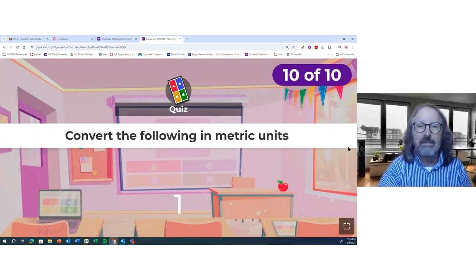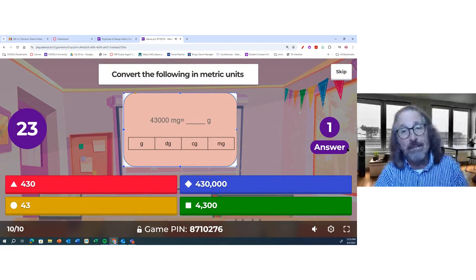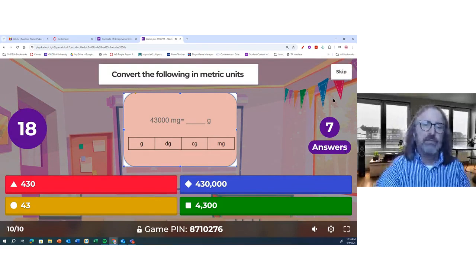Let you guys figure it out. 43,000 milligrams to grams. Do you add or you subtract? You move the decimal right or move it left? That's what I'm trying to figure out. What you guys know.